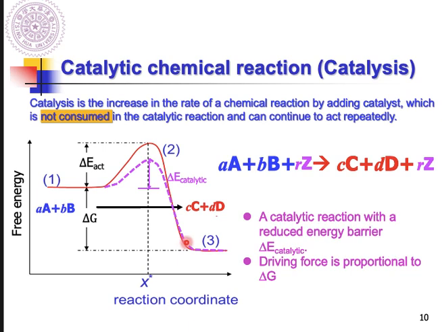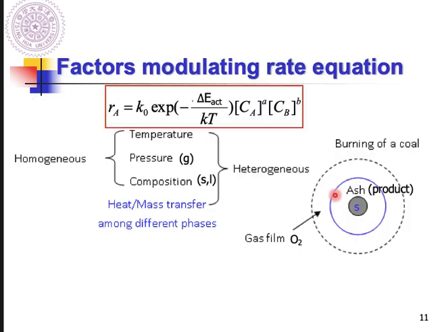And regarding these chemical equations, the driving force is also the delta G, okay? And you can confirm whether the delta G is smaller than 0, is negative. So that will tell you the reaction direction, right? Okay. So now, next I'm going to show you what factors can modulate the rate equation.